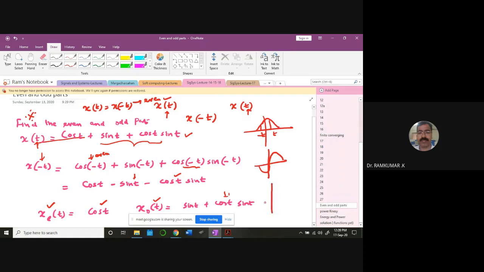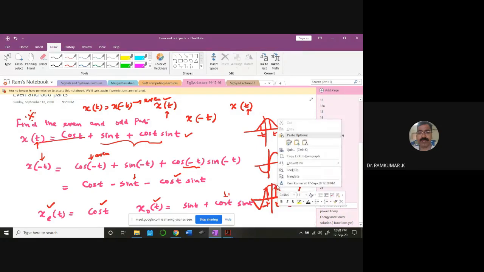For example, I have a cosine waveform like this. Cosine waveform starts like this and it goes like this. If you look at this waveform, x of t is here, and x of minus t is here. Whether the x of t and x of minus t are one and the same, the values are all one and the same. Okay, they are one and the same. That's why I'm saying it is an even signal.